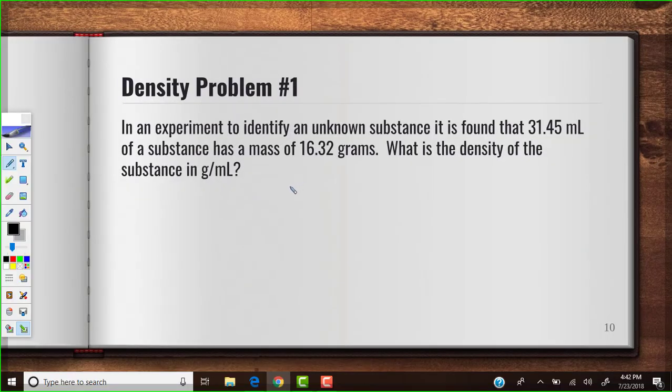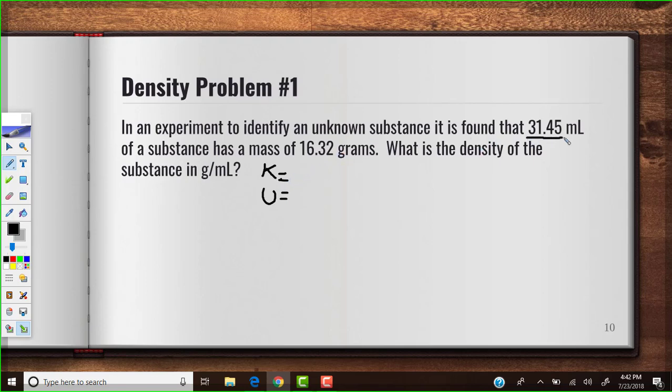So let's take a look at a couple of problems related to density. In an experiment to identify an unknown substance, it is found that 31.45 milliliters of a substance has a mass of 16.32 grams. What is the density of the substance in grams per milliliter? Well, let's take a look and figure out what we know and what is unknown. I feel like that's one of the best ways to go through and solve these types of problems.